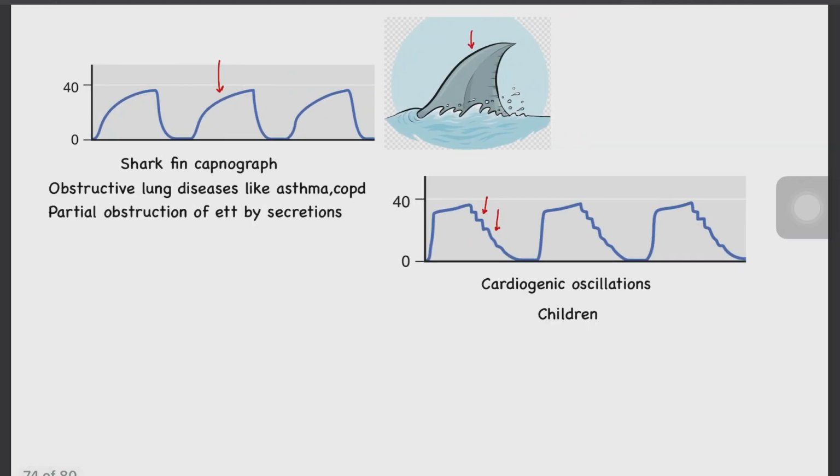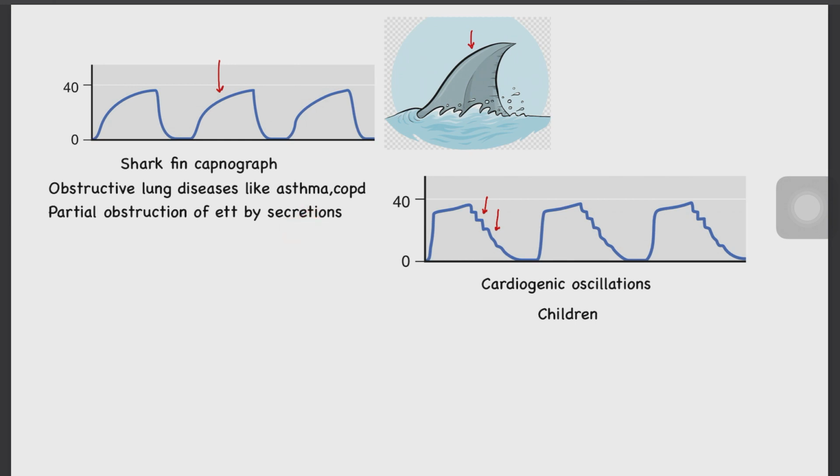Next is the first and most important pathological capnographic pattern. This is the first wave, this is the second wave, this is the third or plateau wave, where you see a very large, prominent upstroke in the third wave, and then the fourth wave. So the abnormality is in the third wave, and this appearance is similar to a shark fin, also known as shark fin capnograph. This is seen in obstructive lung diseases like asthma and COPD, and it could also be due to partial obstruction of the ET tube by secretions.